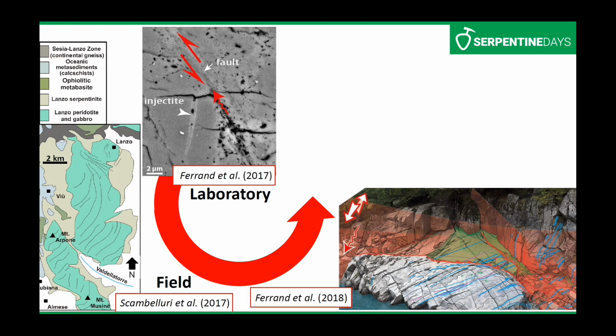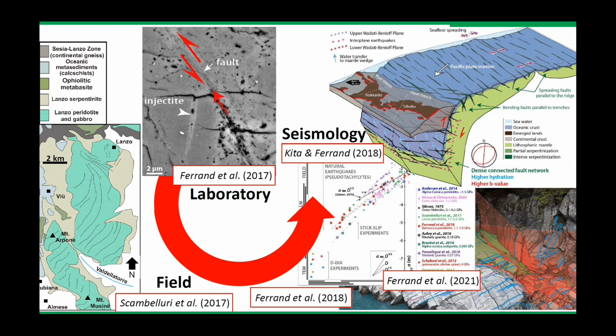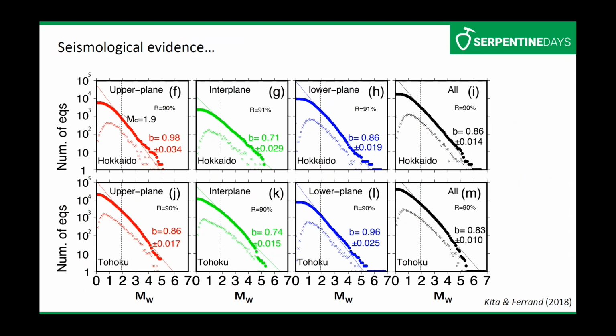So I continued. So I did this comparison. And I also did an interdisciplinary study with Saiko Kita. So in this work, we selected the seismicity of the lower Wadati-Benioff plane. And we noticed that the b-value, so the slope of the Gutenberg-Richter distribution, was much higher in the lower plane.